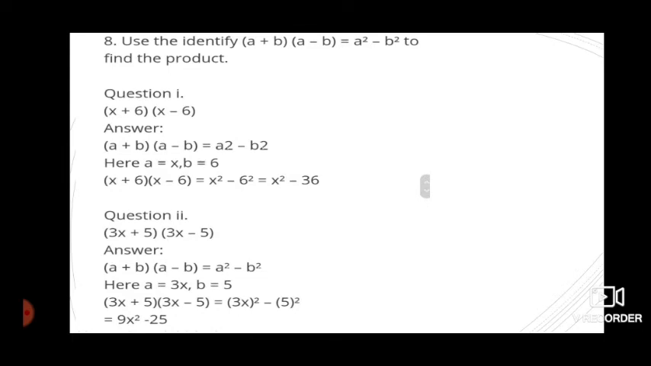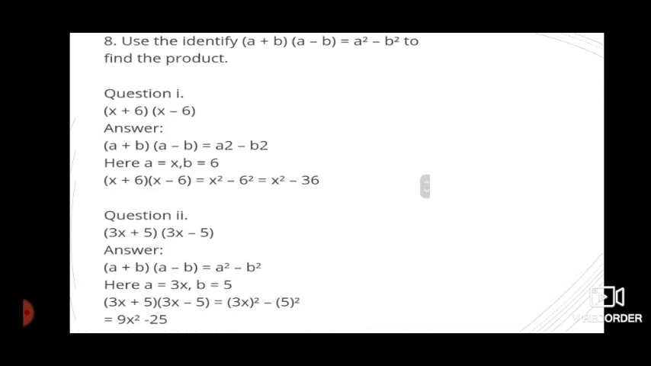Now we'll see. First one, x plus 6 into x minus 6. Here it is looking like a plus b into a minus b. Here a is x, b is 6. So apply the formula a square minus b square. a square means x square, which we cannot simplify further, writing like that only, minus 6 square means 6 into 6, 36. So the answer is x square minus 36.